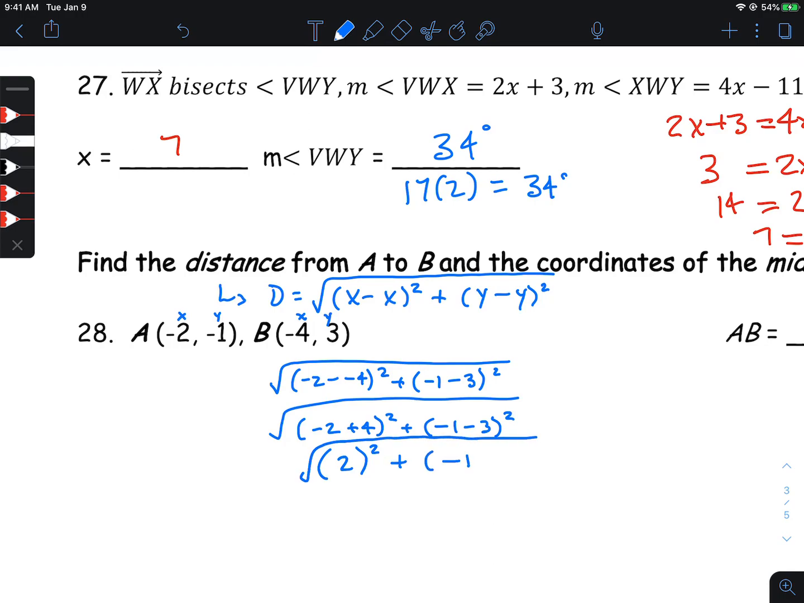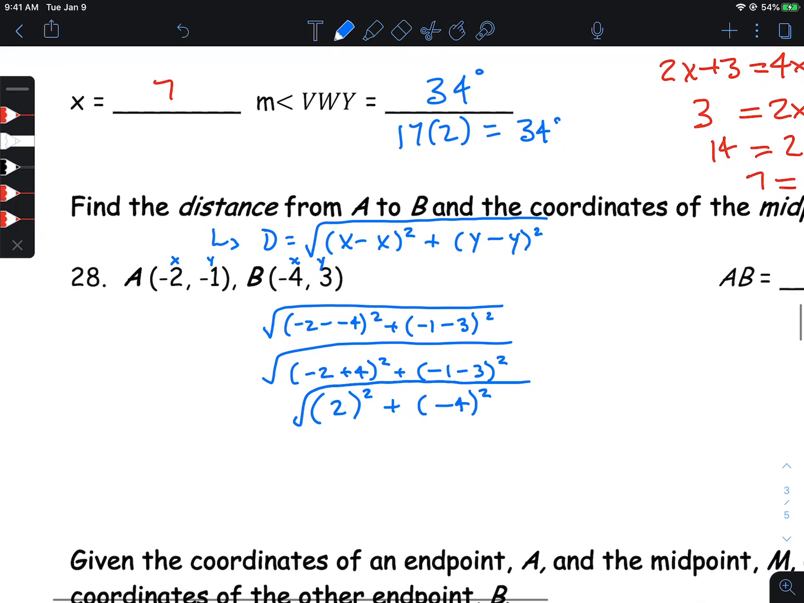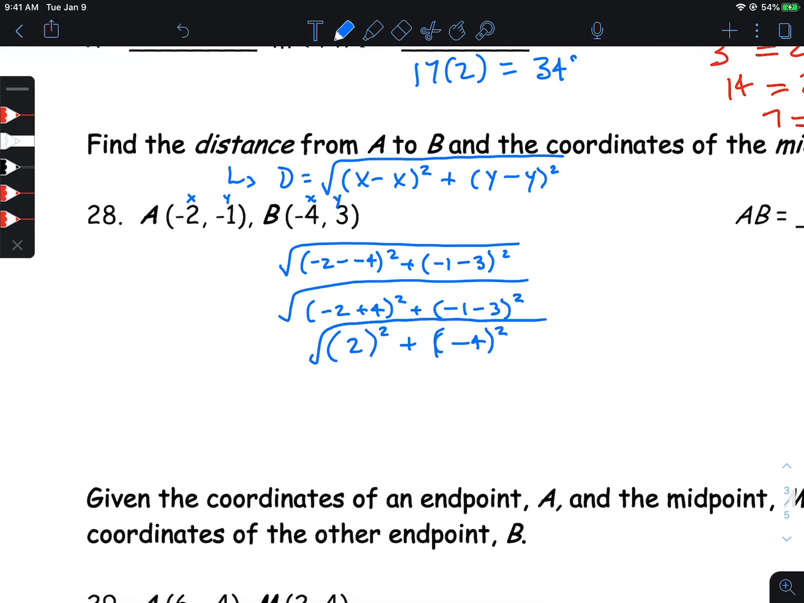Negative 1 minus 3 would be negative 4 squared. Now make sure if you're going to type this in the calculator, you put the parentheses, because if you don't put these parentheses, your calculator is going to square the number and then make it negative. But we need to remember when you square a negative number, it becomes a positive. Negative 4 times negative 4 is positive 16. Okay, and then you're going to get square root of 20.